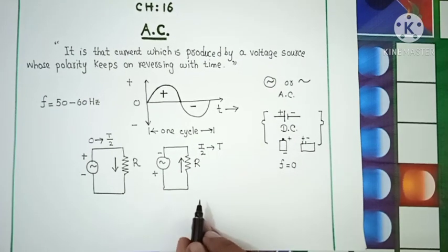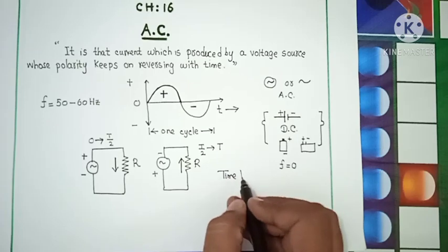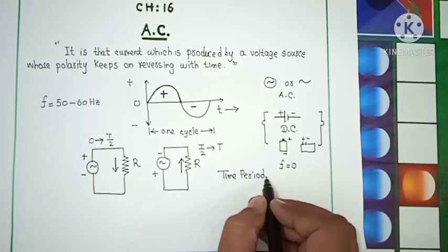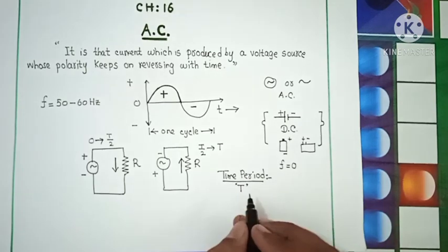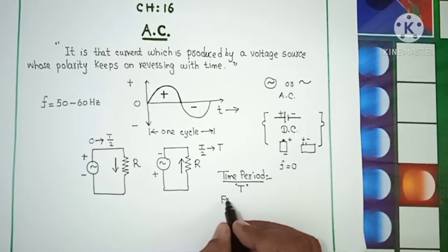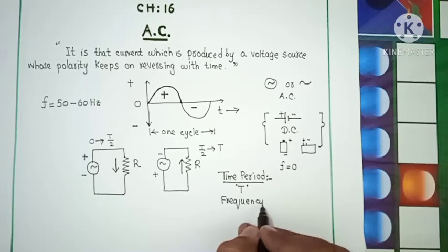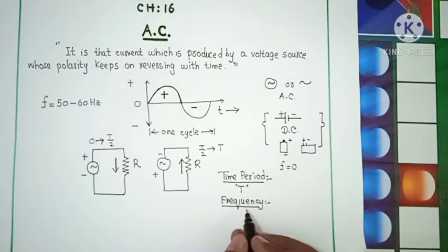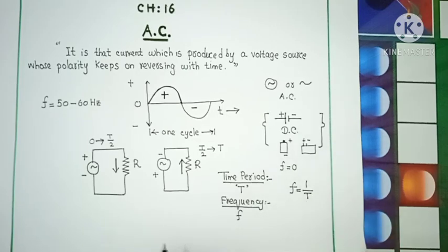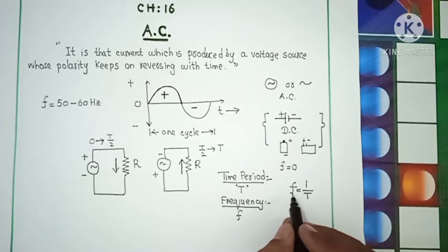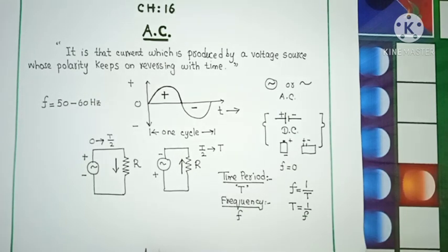So dear students, what do you mean by time period? The time required to complete one cycle of AC is known as time period. It is represented by capital letter T. And what about frequency? The number of AC cycles completed in 1 second is known as its frequency. The relation between the two is frequency equals 1 over T. Frequency is the reciprocal of time period, and T is equal to 1 over f. Time period is the inverse of frequency.